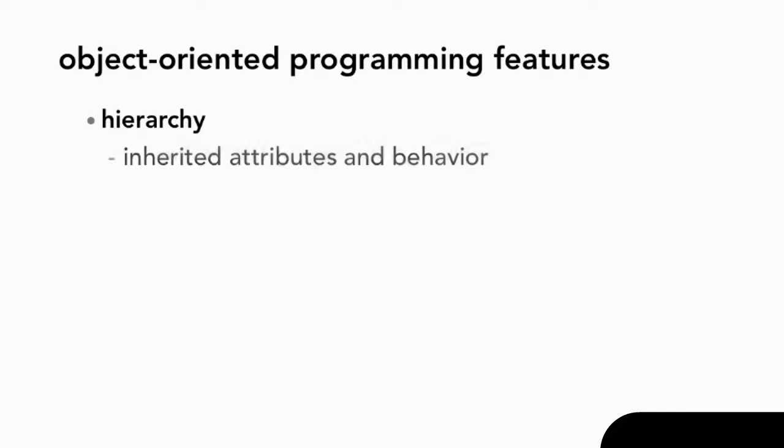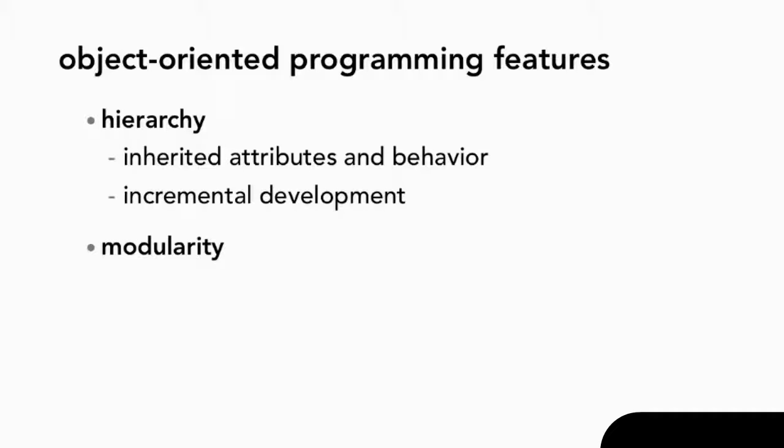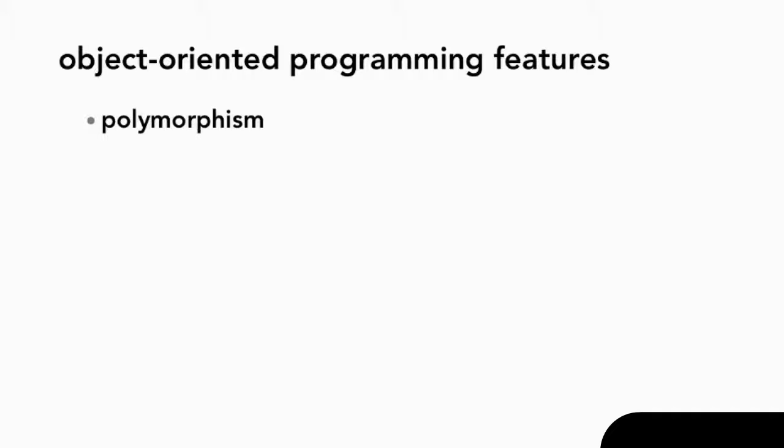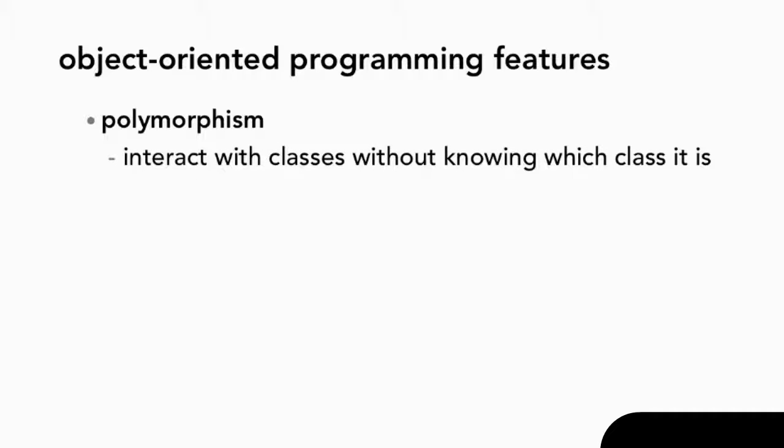Hierarchy, where attributes and behavior from pre-existing classes are inherited, allowing for incremental development. Modularity, where functionality is broken into modules that accomplish one task and contain everything necessary to complete said task. Instead of trying to deal with one large problem, a number of smaller subproblems work in conjunction with each other. And polymorphism, which is the ability to interact with classes without having to know what class they are.